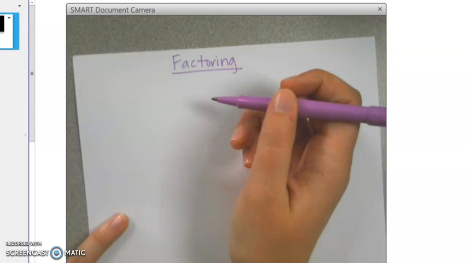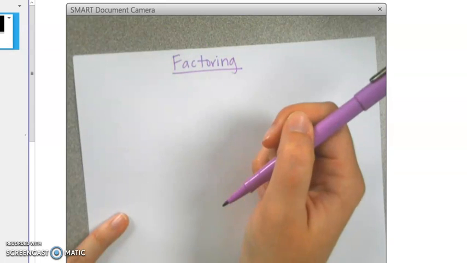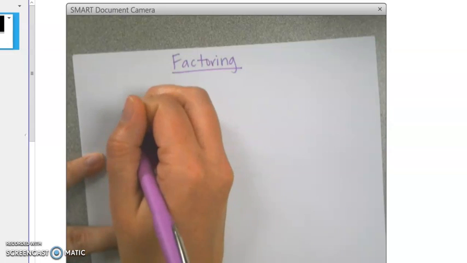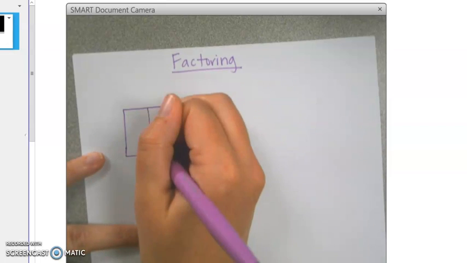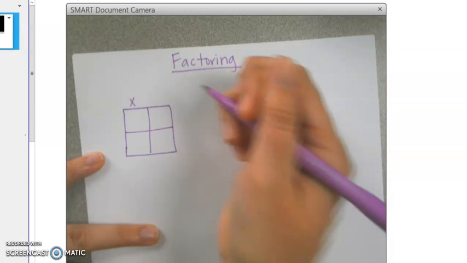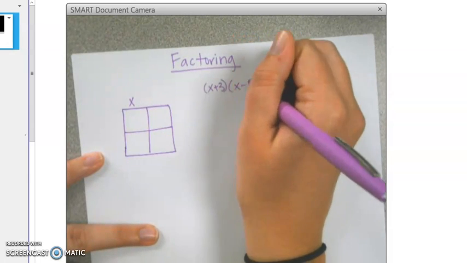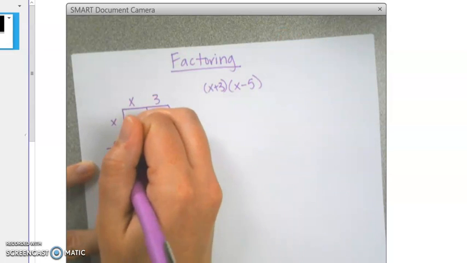So factoring is basically multiplying binomials in reverse. Let me show you what I mean by that. We did the box method a while back. Let's say I wanted to multiply, and I'll write these down, x plus 3 times x minus 5. So I would have x and 3 and x and minus 5.